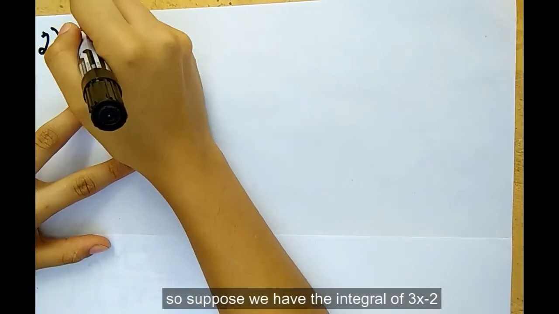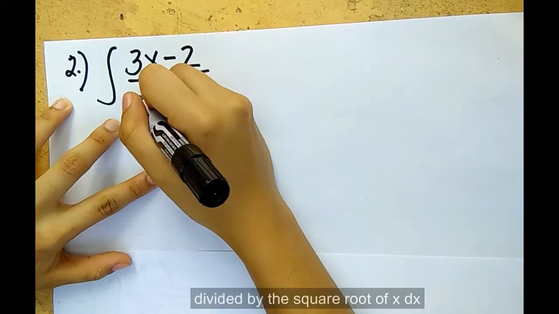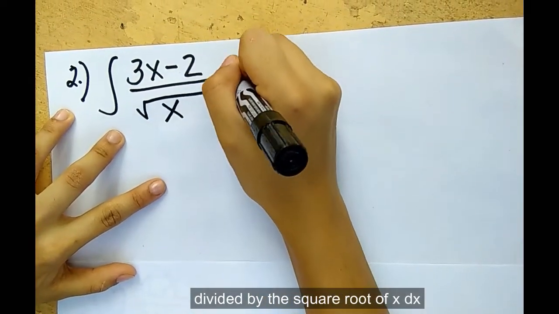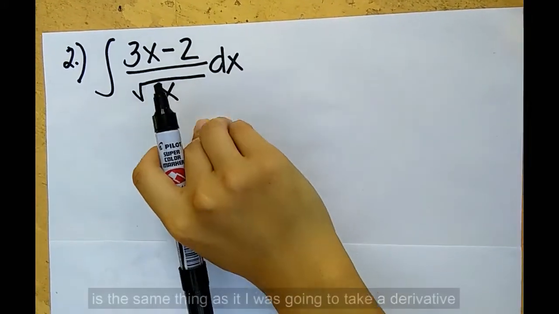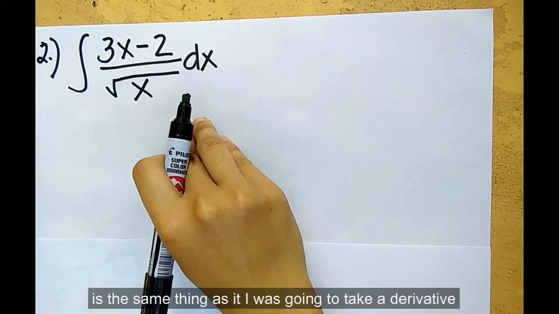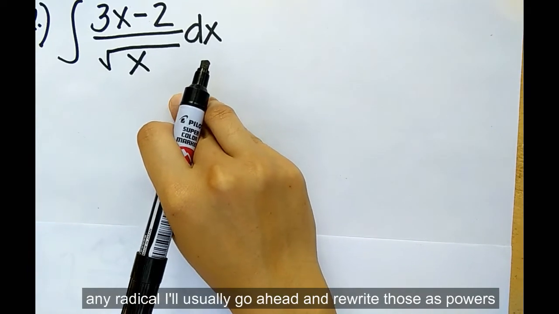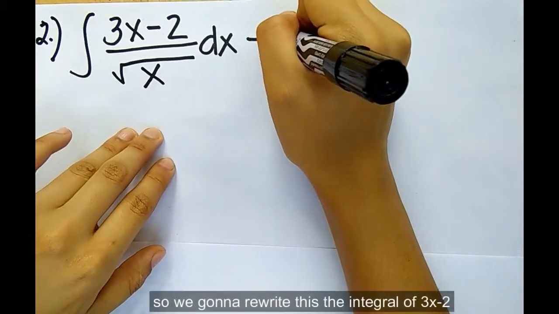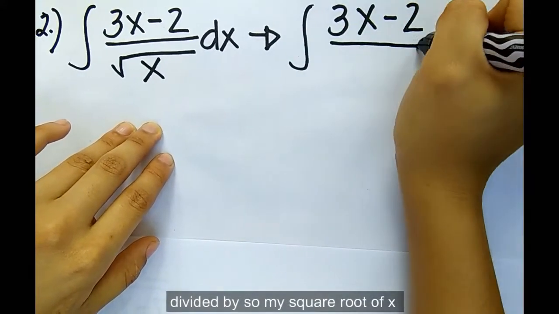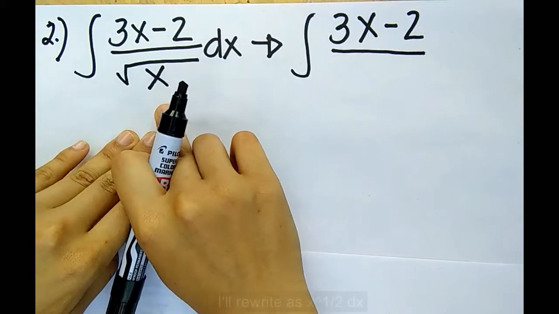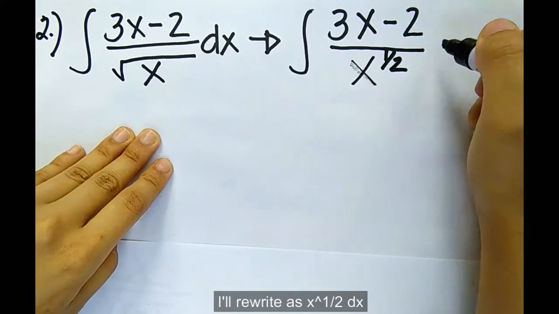We have problem number 2. Suppose we have the integral of 3x minus 2 divided by the square root of x dx. The first thing I usually do on this problem is the same thing as if I was going to take a derivative. Any radical, I'll usually go ahead and write as a power. So we're going to rewrite this as the integral of 3x minus 2 divided by x raised to 1/2 dx.